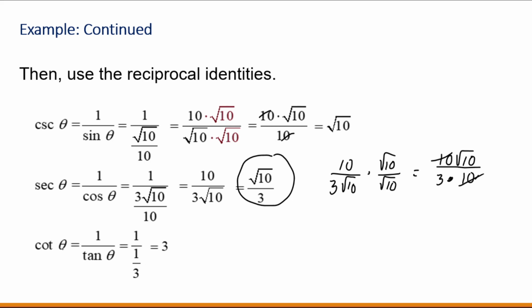The cotangent of theta is the reciprocal of the tangent. Now, tangent of theta is 1/3, and so the reciprocal of 1/3 is 3 over 1, which is 3.